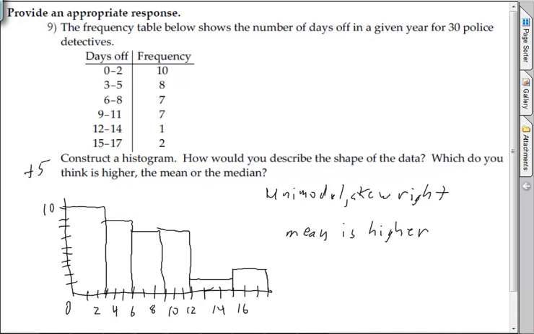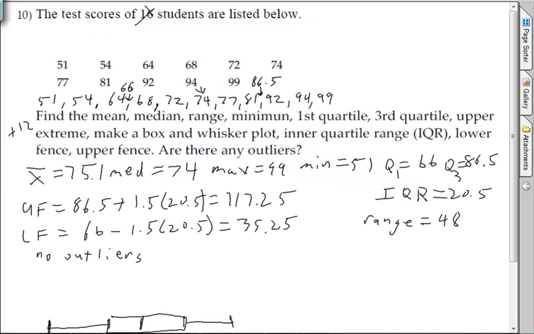Number 9, make your histogram, and so it looks like this, and that would be described as unimodal and slightly skewed to the right because it definitely has a mound here on the left, and then it kind of tails off. And which is higher? The mean would be higher. The mean gets pulled with the skewness. So if it's skewed to the right, the mean will get pulled to the right, which will make the mean higher than the median.